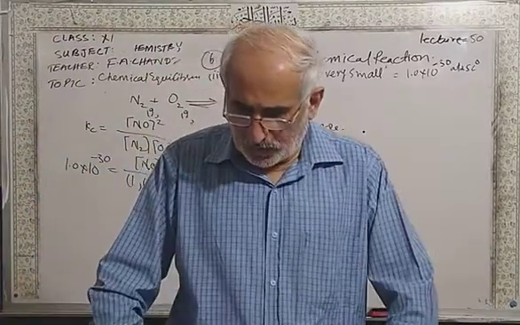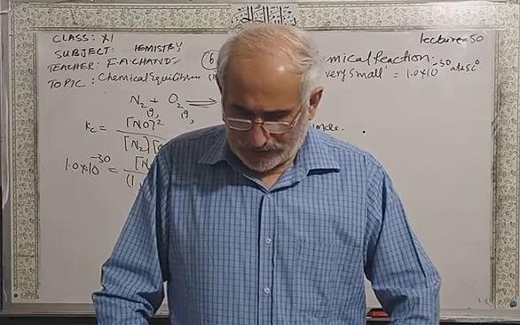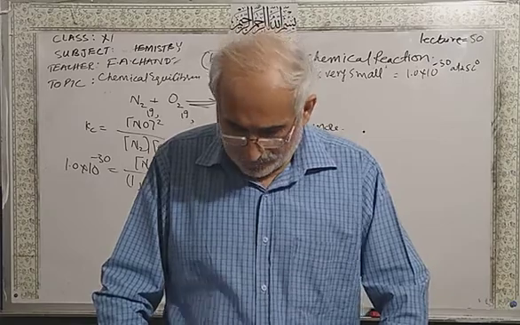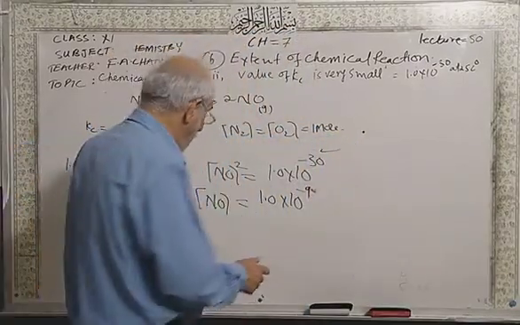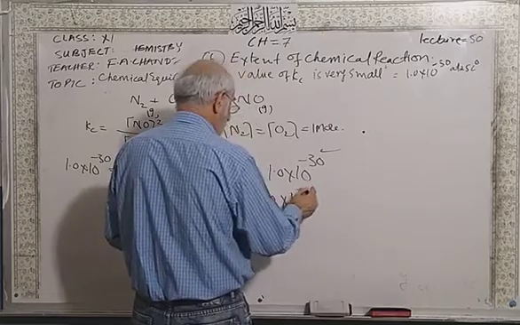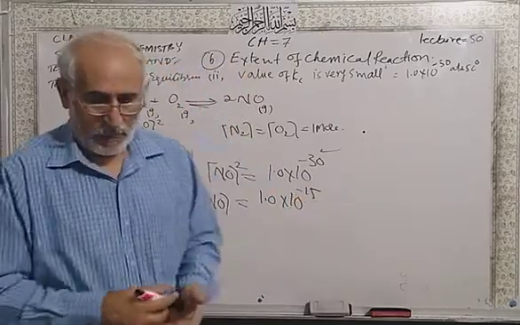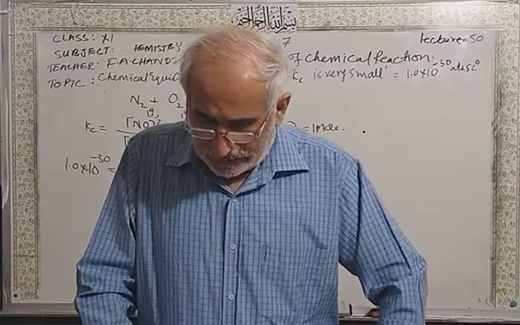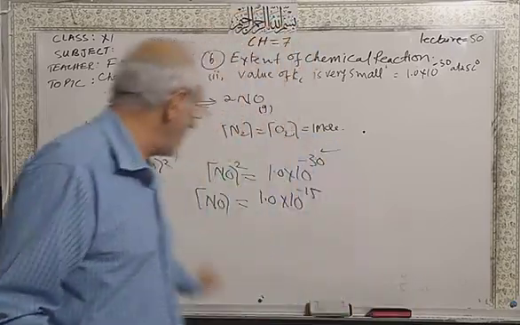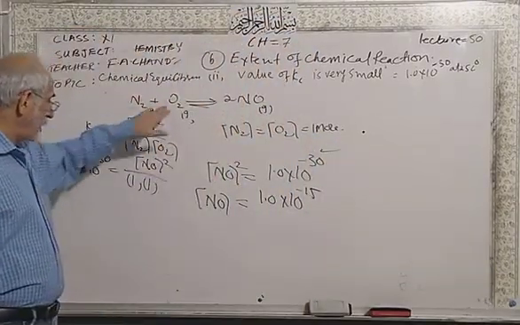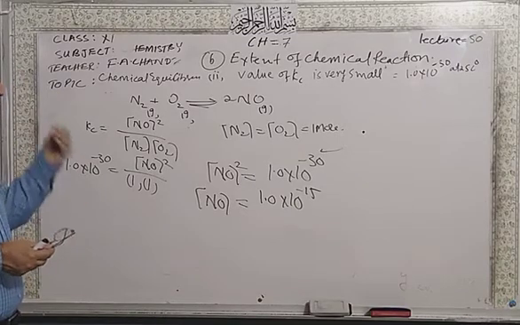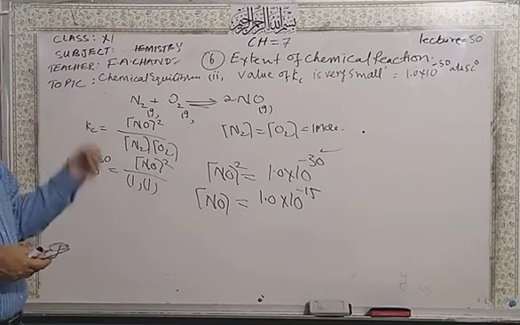The concentration of the nitric oxide is very small indeed, 10 to the power minus 15. Very low indeed. It indicates that the reaction has very little tendency to move forward. It means the reactants have maximum concentration. Very little reaction goes forward.